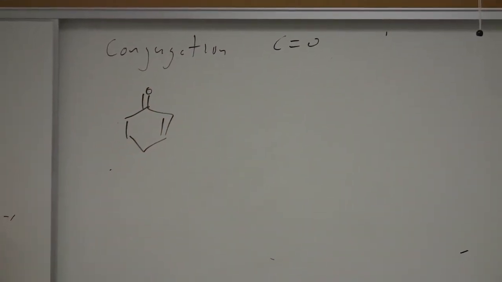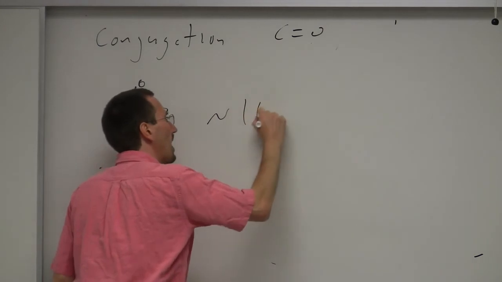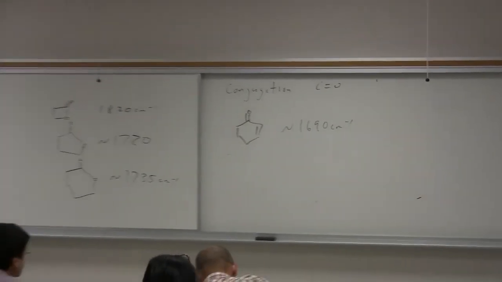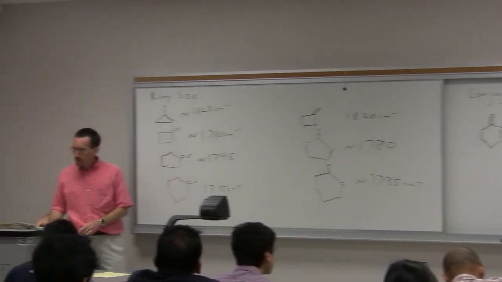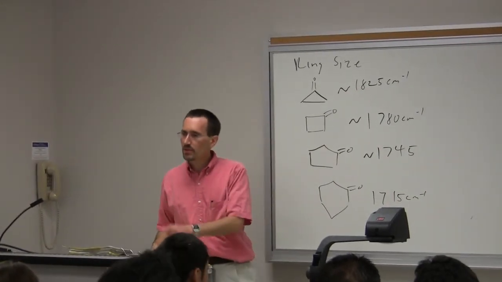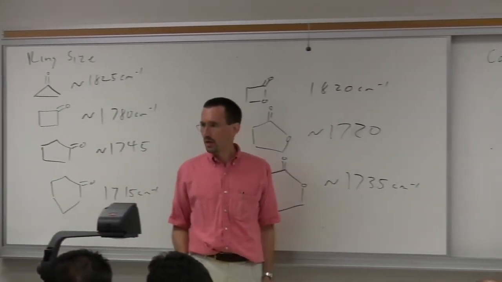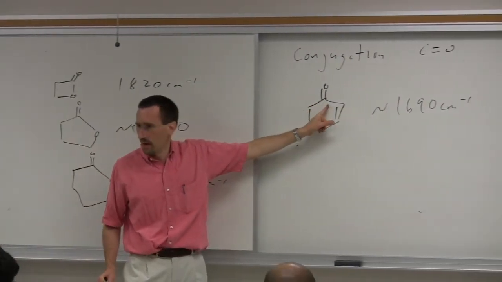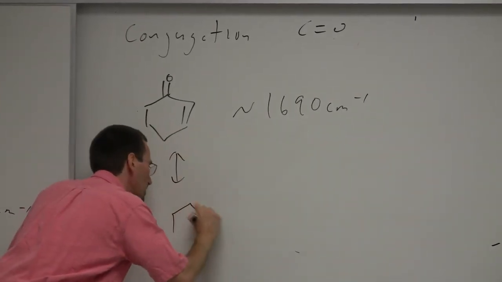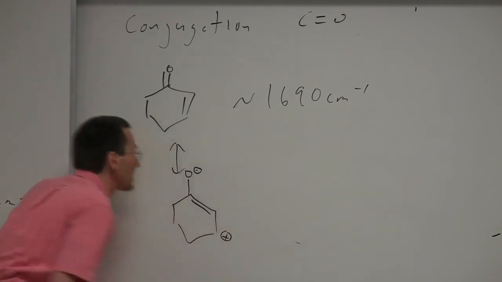Normal ketone is about 1715. If we go to cyclohexenone conjugated, we're at about 1690 wave numbers. So does that surprise us or does that make sense? Makes sense. Why does it make sense? Because of the conjugation, the carbonyl bond has more single bond character, so it should be lower. Conjugation makes the carbonyl bond have more single bond character, and it should be lower in frequency. So you can write a resonance structure, and it dominates the reactivity for alpha, beta-unsaturated compounds.